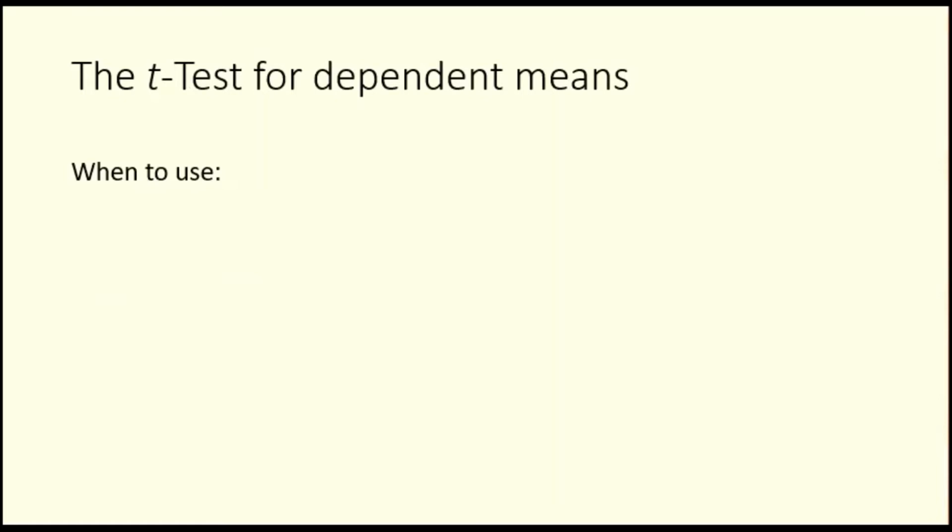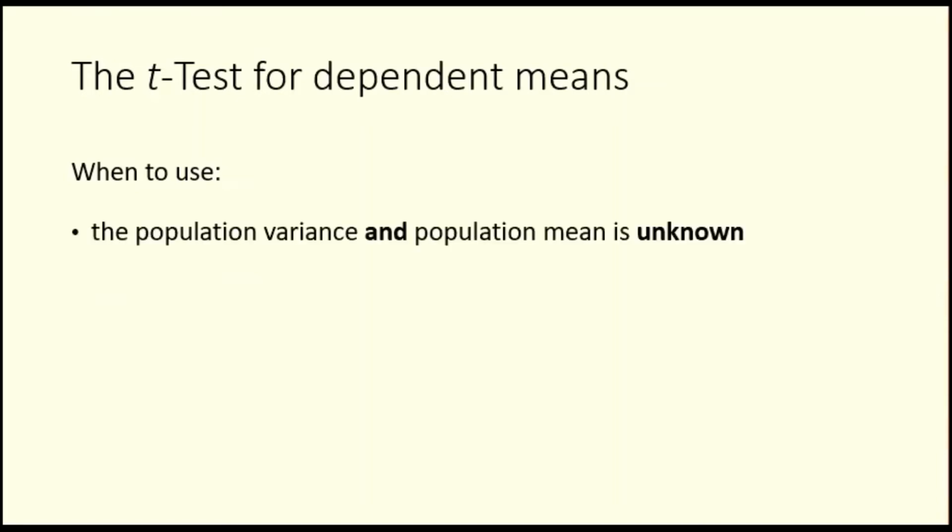Specifically, whenever we look at a test, we want to know when do we use this test. And there's a specific circumstance, like all tests, for when we use the dependent means t-test. Because it's a t-test, we're going to use it when our population variance is unknown. And for the dependent t-test, our population mean is also unknown. And so our population variance and population mean are both unknown.